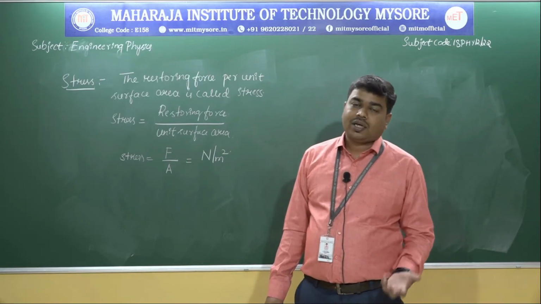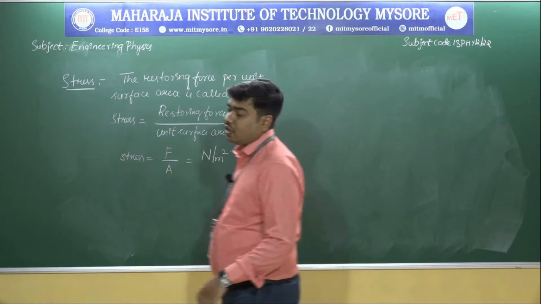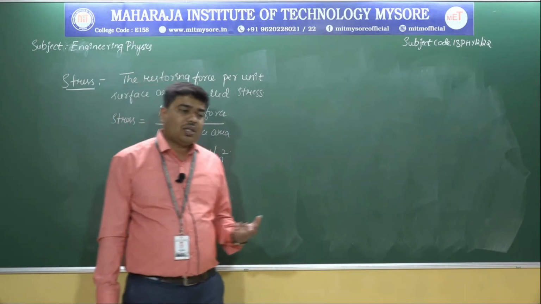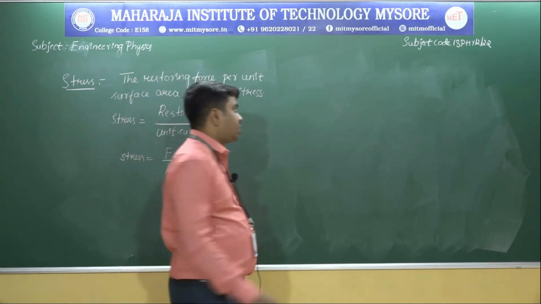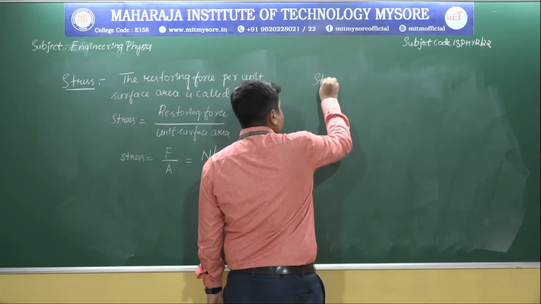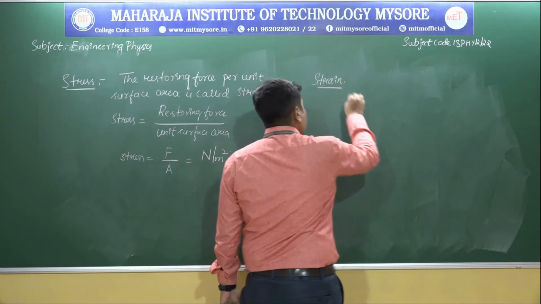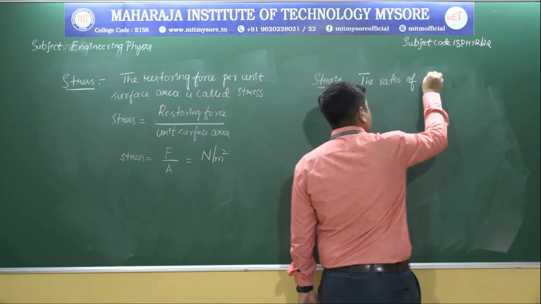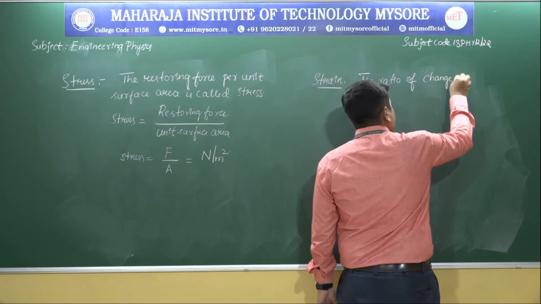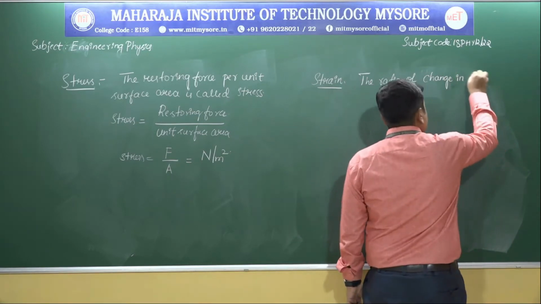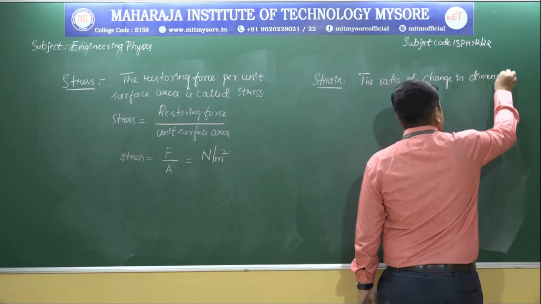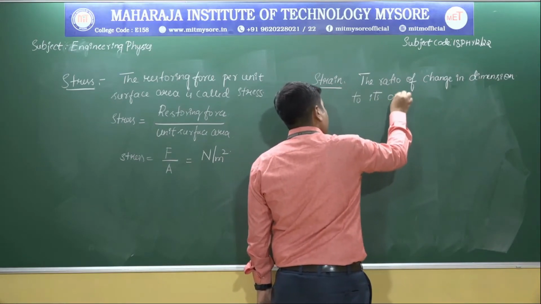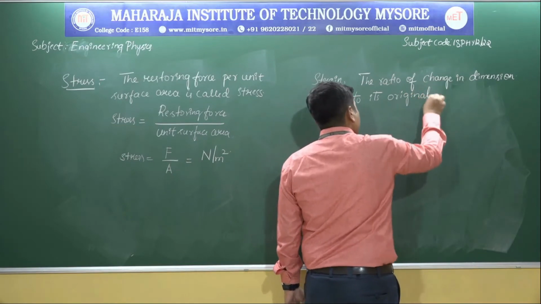And if that is elastic, the change is not permanent up to the elastic limit, and if that material is plastic, the change will be permanent. And this ratio of the change in length to the original length, we call it strain. So, strain can be defined as the ratio of change in dimension to its original dimension.